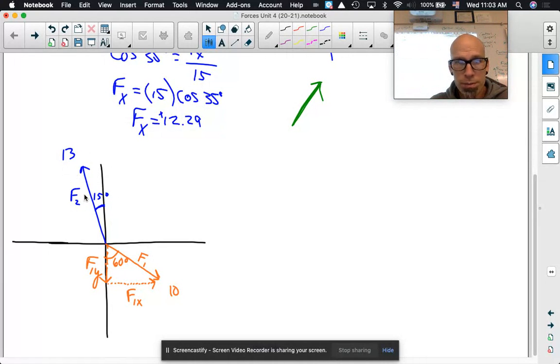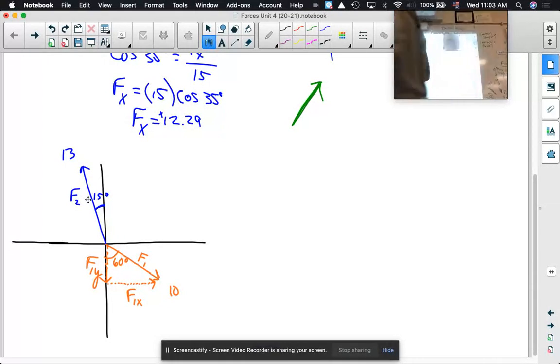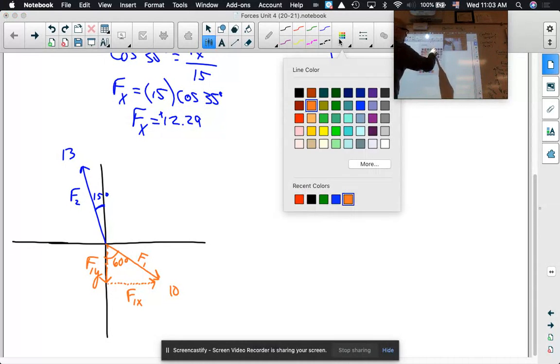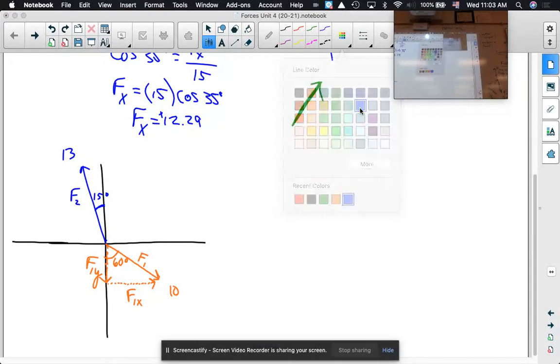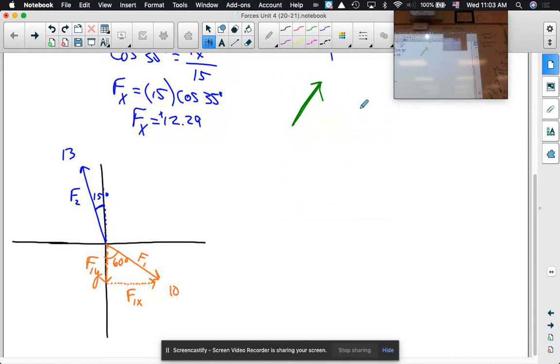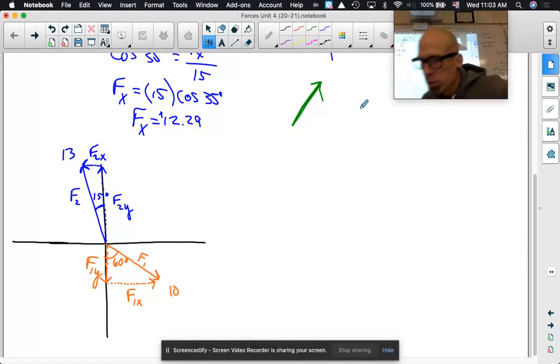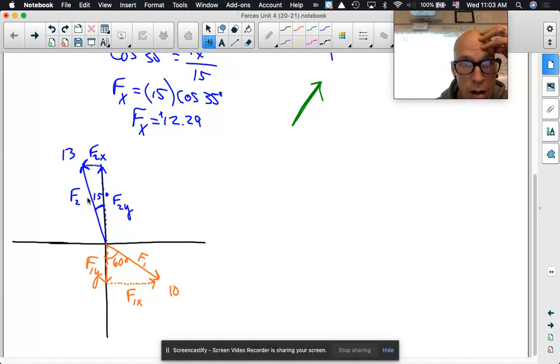For F2, there are two parts. We have a vertical part, which we could call F2y, and then we have a horizontal part, which we would call F2x. F2x and F2y. So F2 can be broken down into two parts as well: vertical part, horizontal part.